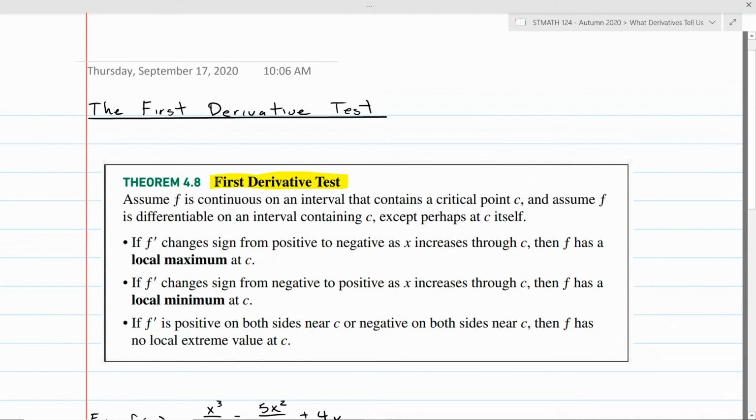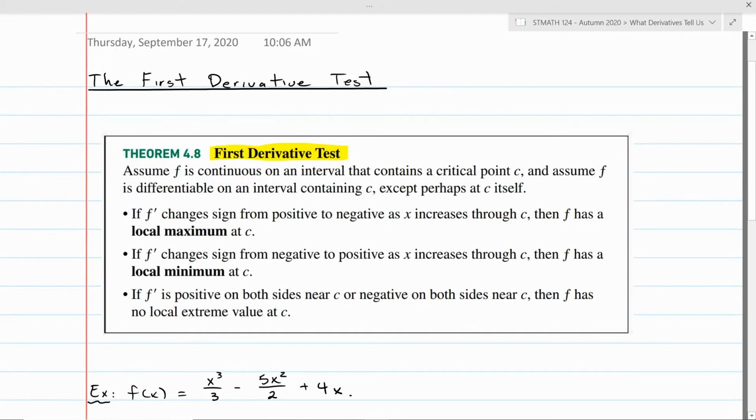The first part of it just says that if your derivative changes sign from positive to negative at a critical point c, then you get a local maximum. And if it's the reverse of that, if the sign of the derivative changes from negative to positive at a critical point c, then you've got a local minimum. And it's also possible that you have a critical point where the derivative just doesn't change sign there. It could be positive on both sides, in which case you don't have a local extremum there. Same thing if it's negative on both sides. So you're looking for places where the sign changes on the derivative.